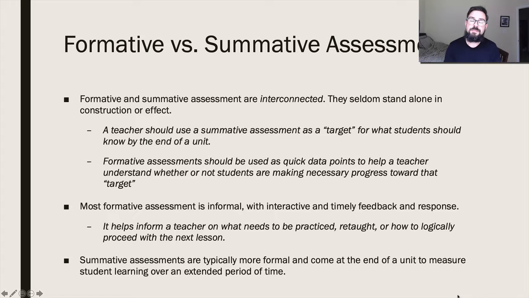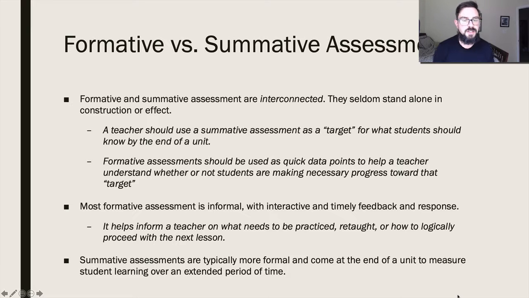So there are two main types of assessments we will talk about in this section. One is formative and the other one is summative. Formative and summative assessments are interconnected, so you cannot separate them. One plays on the other, essentially. So you should use a summative assessment as sort of a target at the end of a unit, and a formative assessment should be used as quick data points to help a teacher understand whether or not students are making necessary progress towards that summative assessment, that target.